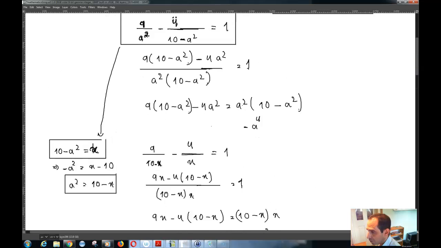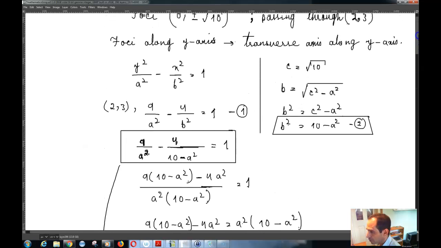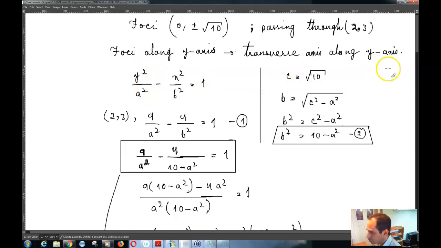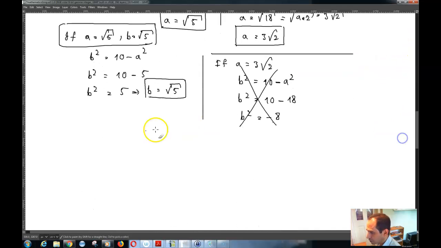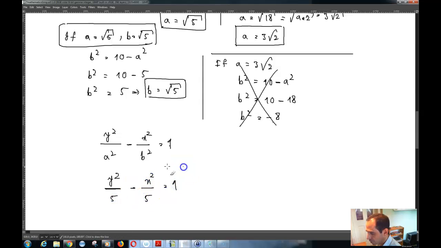Now, over here we said that y squared over a squared minus x squared over b squared is equal to 1. So then I can write y squared over 5 minus x squared over 5 is equal to 1, and that is the equation of your hyperbola. Number 15: y squared over 5 minus x squared over 5 is equal to 1.